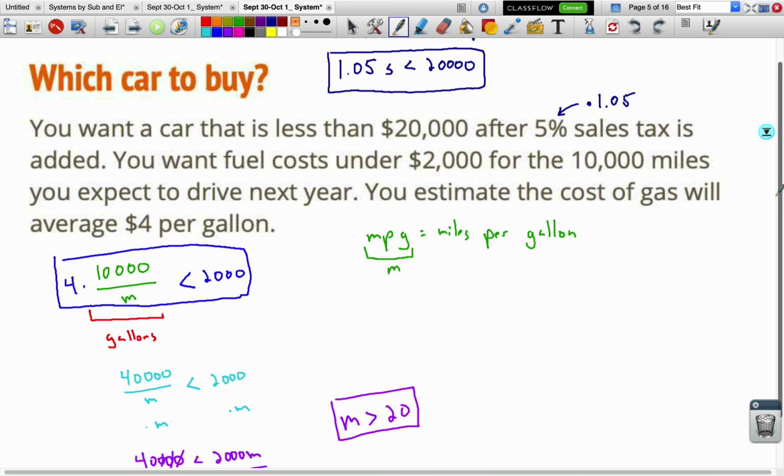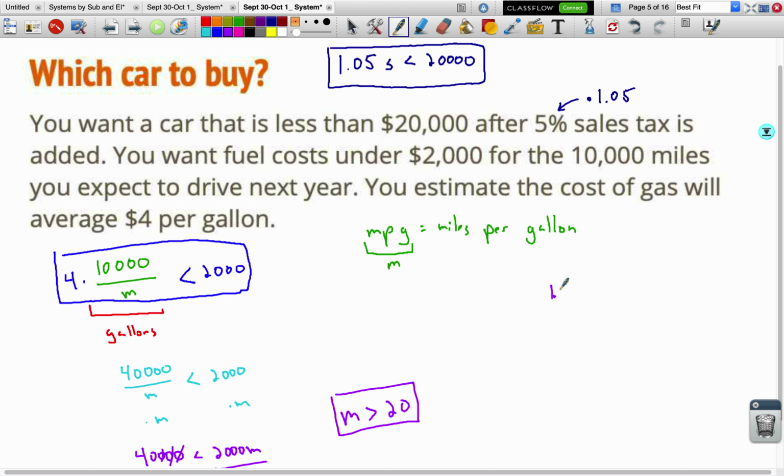All right, and then this one here, 1.05 S needs to be less than 20,000. Divide both sides by 1.05. And I need a calculator to do that one.